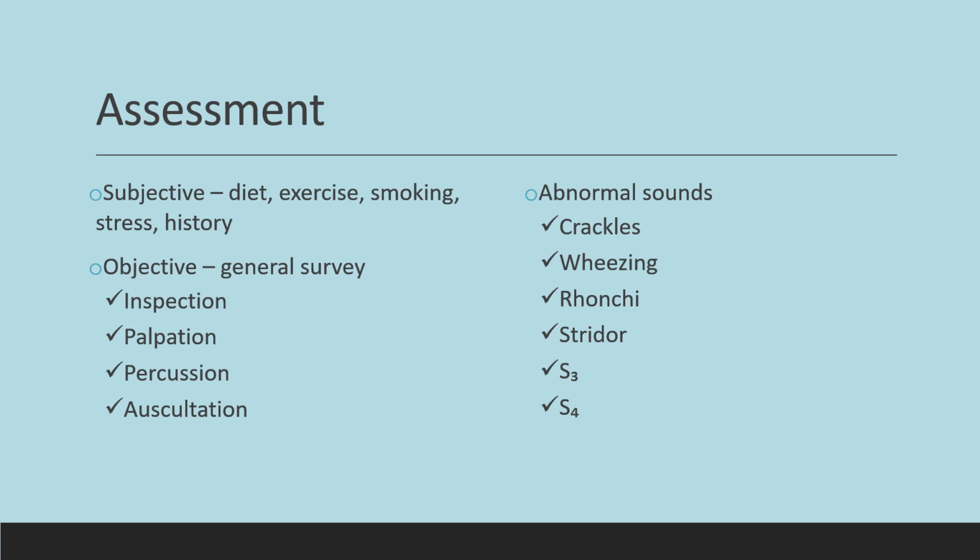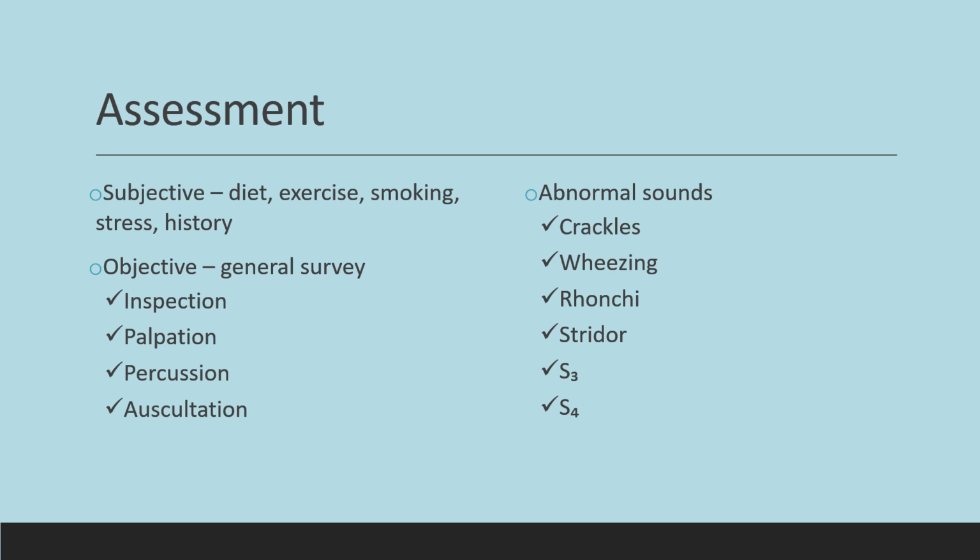Normal breath sounds are bronchial and vesicular sounds. Bronchial sounds are heard over the trachea and the bronchi. Vesicular sounds are heard over the lung tissue. There are various abnormal sounds that may be heard.